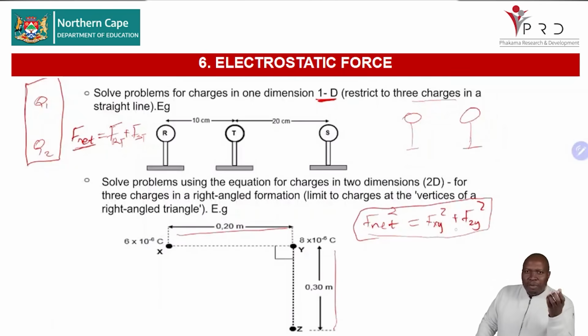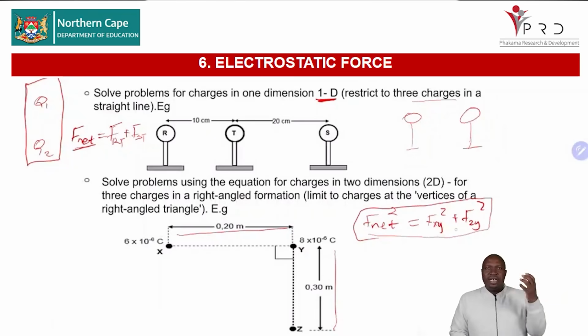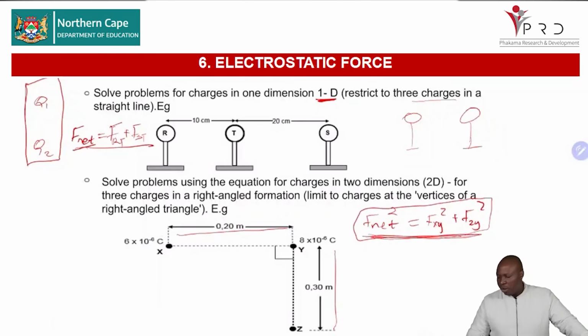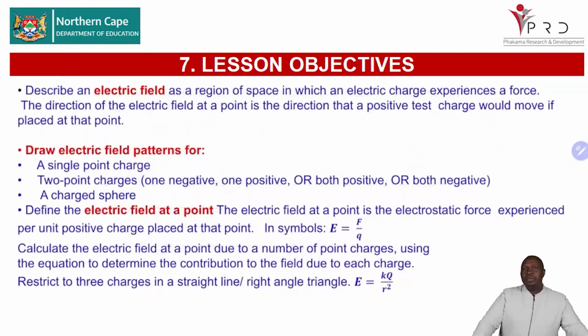The direction is important. If the one is negative, the other one is positive, it will have a bearing on your F net. So you are able to do that, and then you are able to deal with your question. So you are able to know that when they're in one dimension, you will get the F net like that. When they are at an angle or at a right angle triangle, 2 dimensions, we'll use the theorem of Pythagoras. I hope we're together, and then this will help you as and when we start dealing with questions.